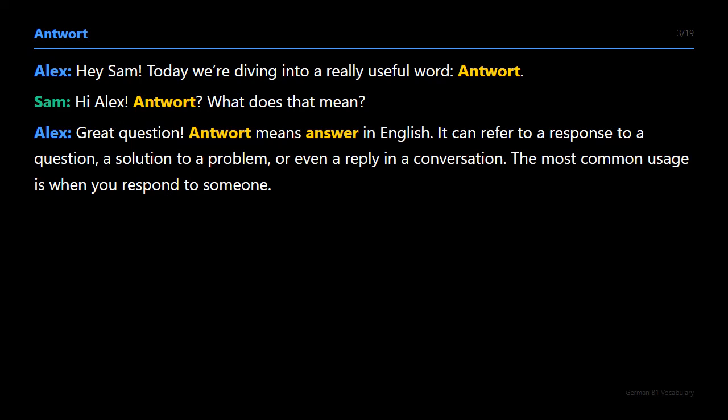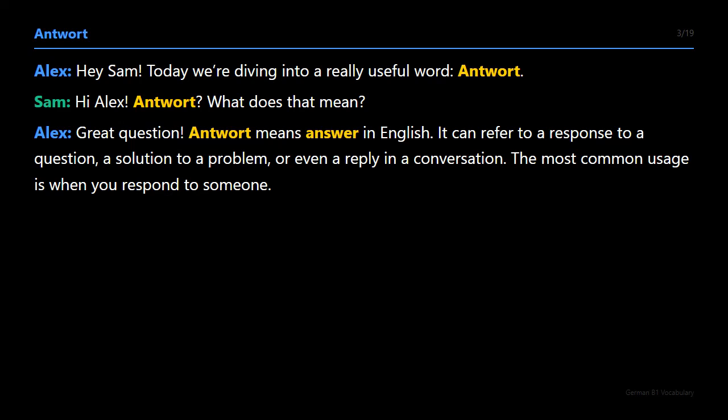Means, answer, in English. It can refer to a response to a question, a solution to a problem, or even a reply in a conversation. The most common usage is when you respond to someone.